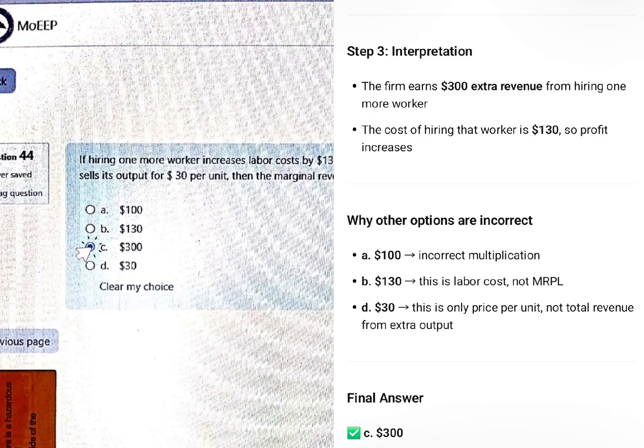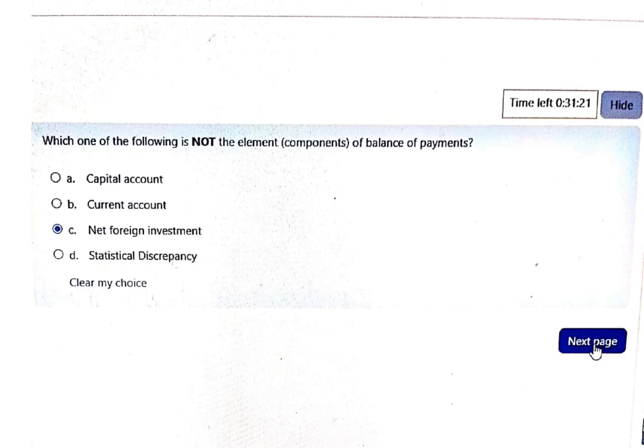$300. Okay, the next question is: which one of the following is not an element or component of balance of payment? A. Capital account, B. Current account, C. Net foreign investment, D. Statistical discrepancy. The correct answer is net foreign investment.